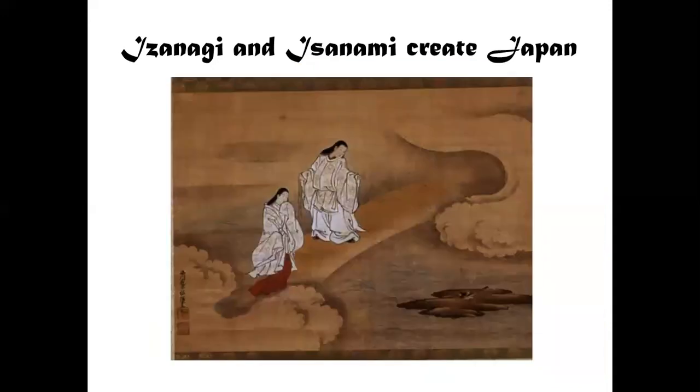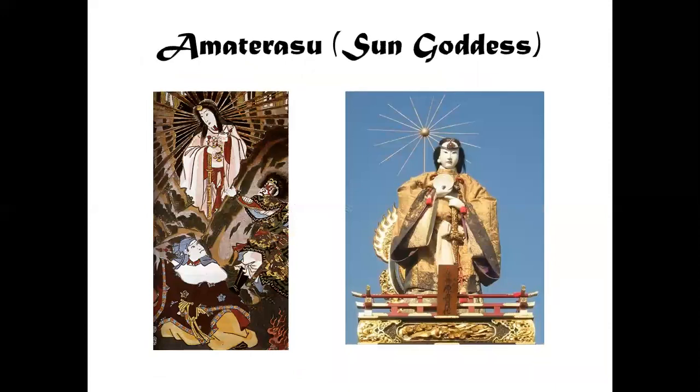So they're responsible for the birth of the island. They also bring forth the sun goddess Amaterasu. She's seen as the descendant of all the rulers of Japan. So all who descend from her rule the island.